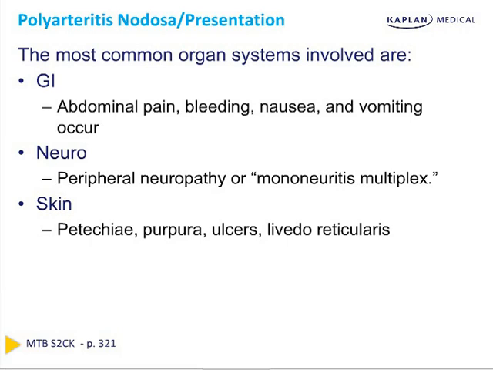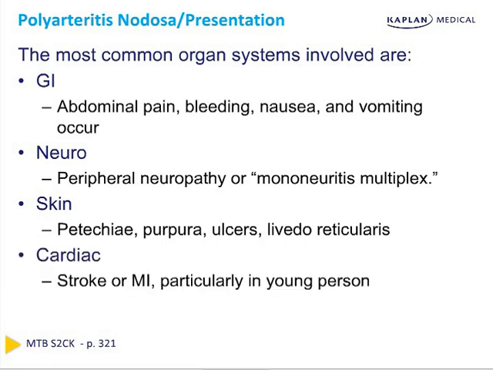Up to 1/3 of patients will have skin involvement, and types of skin involvement include petechiae, purpura, ulcers, or livedo reticularis. This is due to the vasculitis leading to skin ischemia. Finally, cardiac involvement can be present also, and you want to think about polyarteritis nodosa, particularly if stroke or MI happens in a young person.